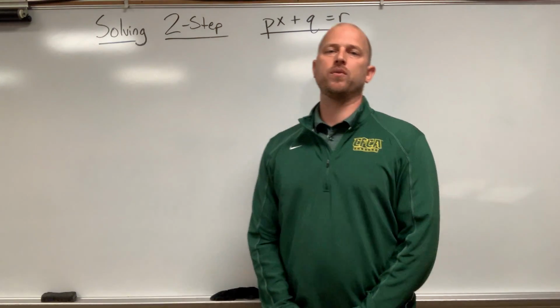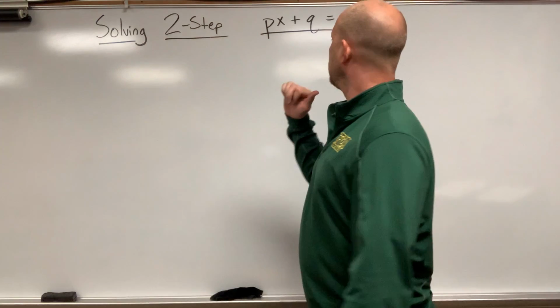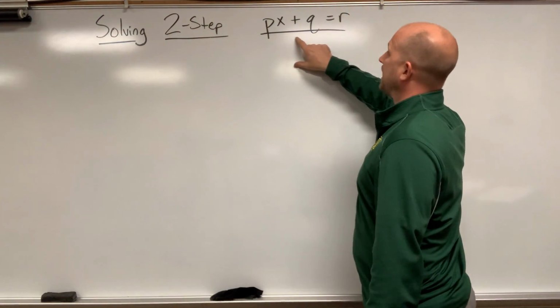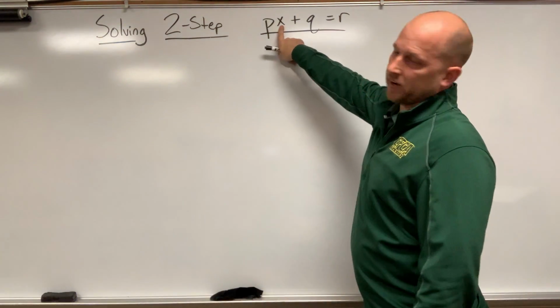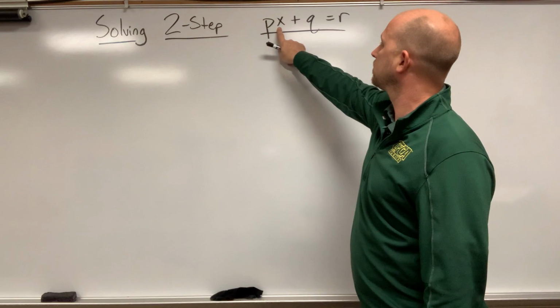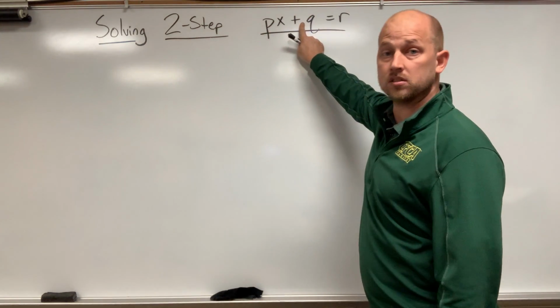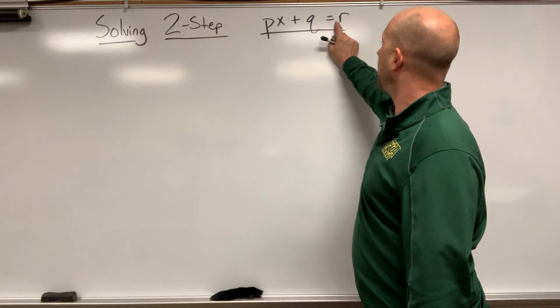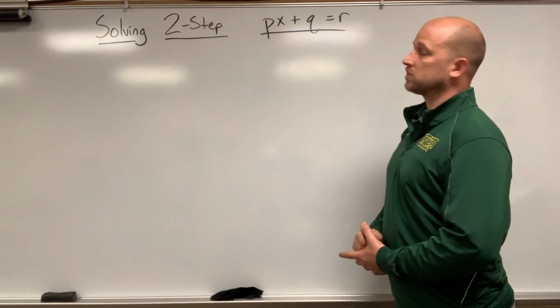Hello and welcome back. We are moving on to solving two-step equations. Now these equations are going to be in the form px plus q equals r. X basically means that this is our variable. Again, we change the variables; it's not always going to be an x. But you're going to have a coefficient, and you're going to be adding or subtracting a constant. And then you're going to have a result, a solution. You're going to have a number or a constant on that side.